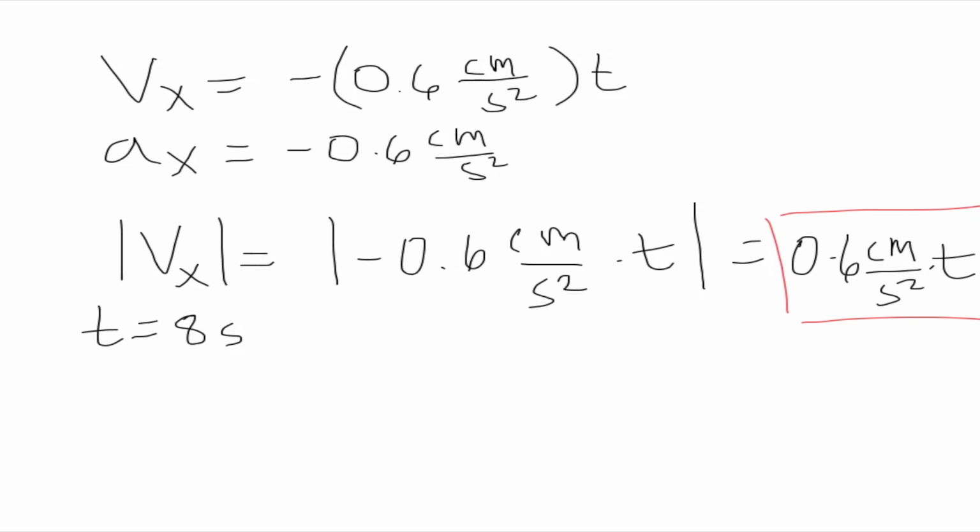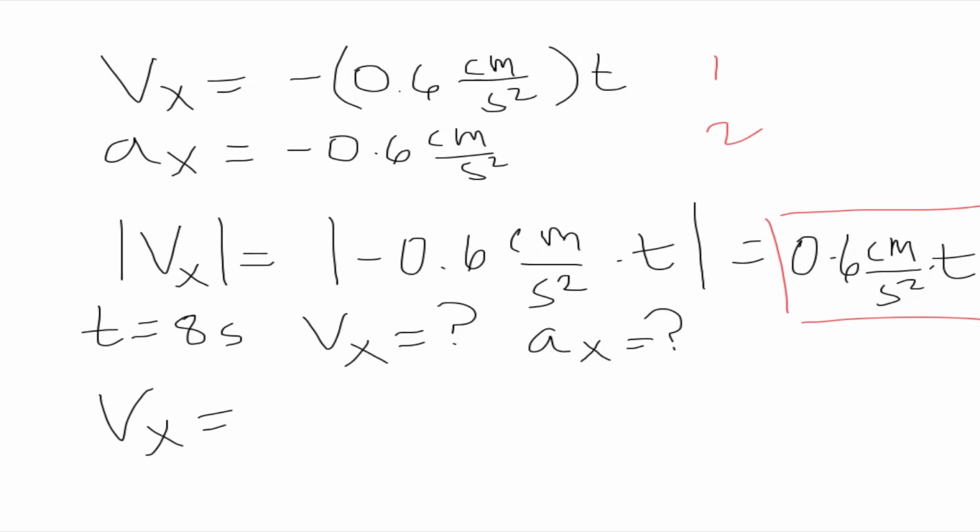Now let's say that the time has a value of 8 seconds. And now we want the velocity and acceleration. So because we already obtained these two equations, we can simply plug in the time. So velocity would be equal to negative 0.6 times 8, and that becomes negative 4.8 centimeters per second, because the time would be 8 seconds, so this would cancel with one of the times.